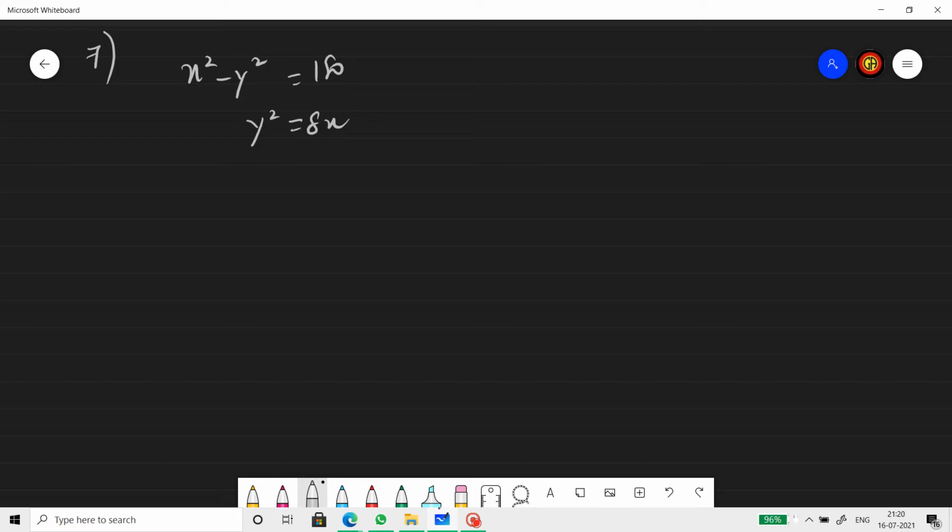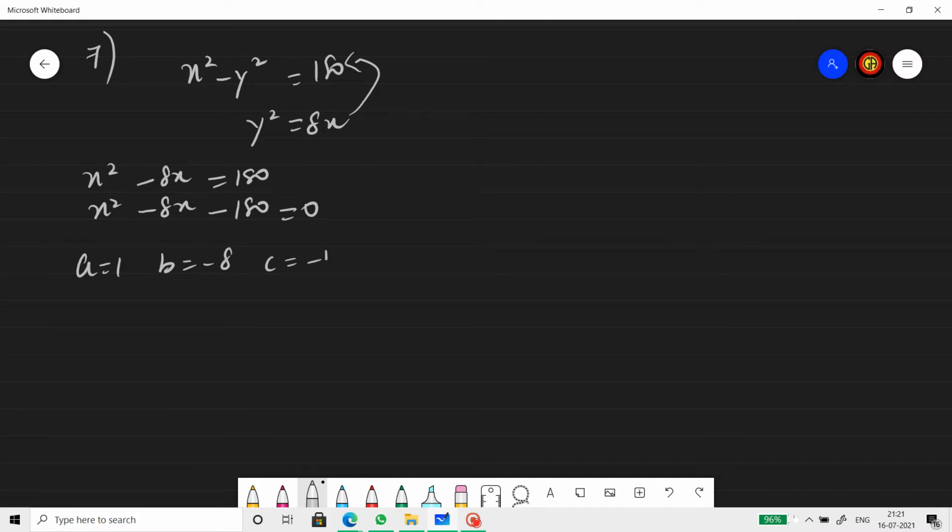Now, let me substitute the second information into the first one. So then I'll get x square minus 8x equals to 180. So x square minus 8x minus 180 equal to 0. Solve by quadratic formula or splitting the middle term, but this is simple. So a is 1, b is minus 8, c is minus 180. x is equals 8 plus or minus root over 8 square, 64, minus 4 into 1 into minus 180 by 2 into 1.